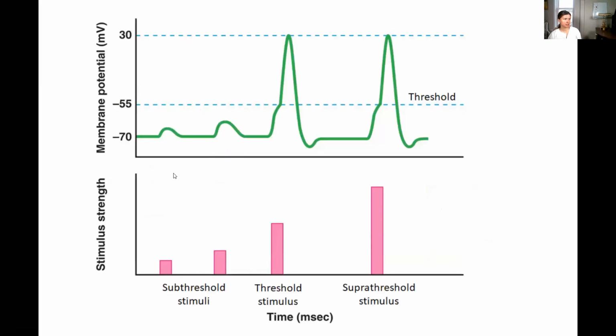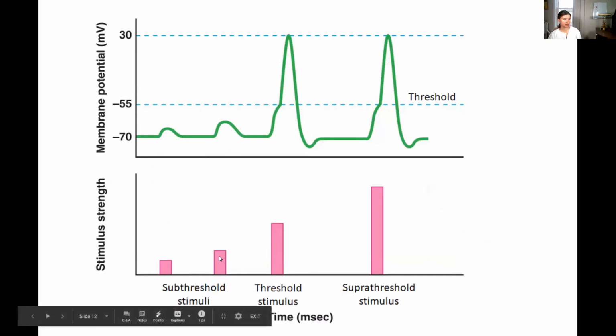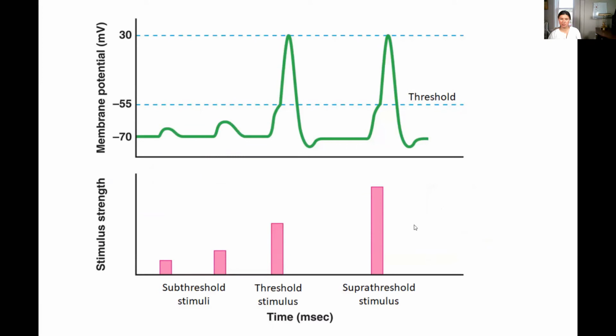So this is just bringing this home again. Here we can see some sub-threshold stimuli. These pink bars at the bottom are just telling us how strong the stimulus is. So remember when we say a stimulus is weak or strong, we're talking about how many channels it opens in the membrane of the cell body, basically. So how much of a difference to the membrane potential that makes.